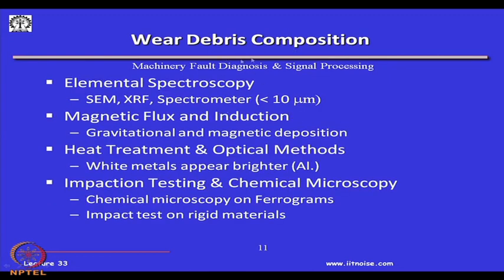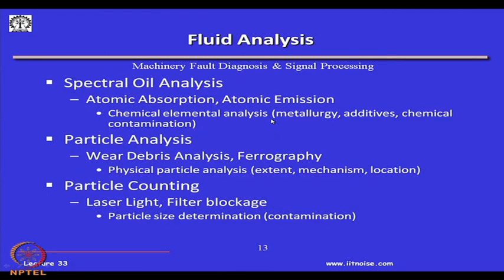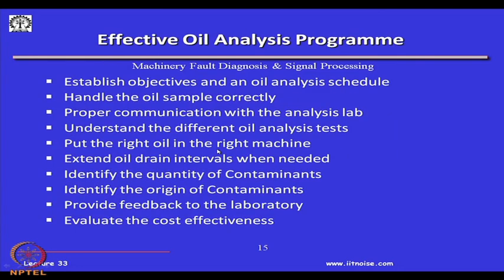And we know about the wear debris compositions. I will not be dwelling much on this, and rather I will go to the fluid analysis part. So, the forms of metal wear present: metal only means mechanical wear, metal oxides means oxidation, corrosion, dissolved or metallic components could be because of chemical corrosion. So, an effective oil analysis program needs to have these features in mind.